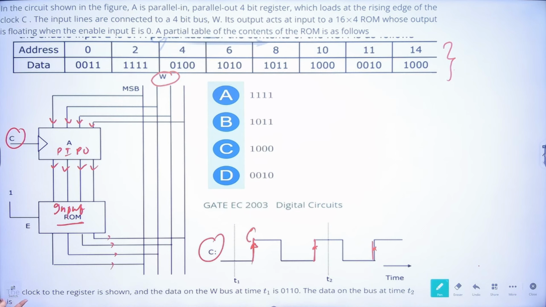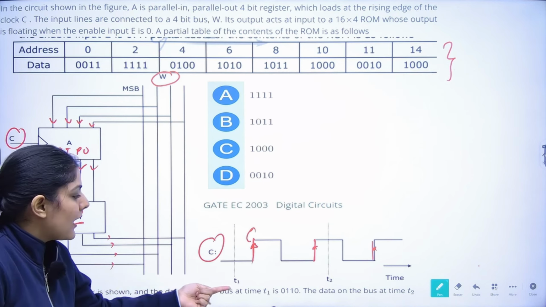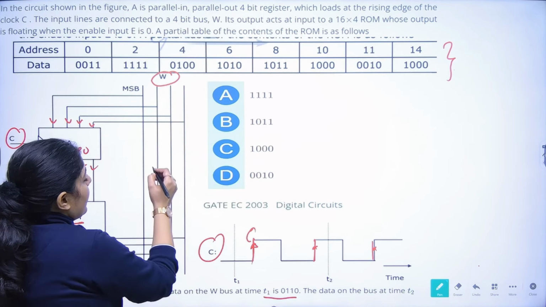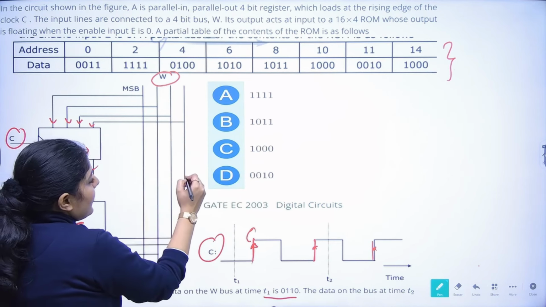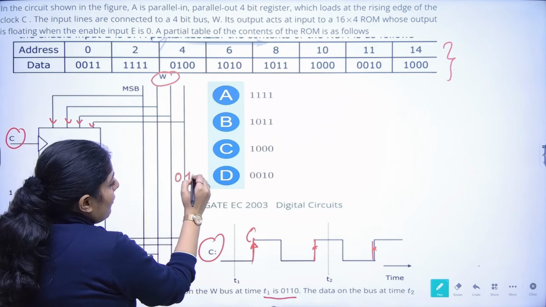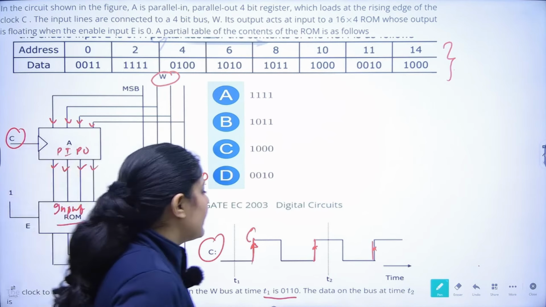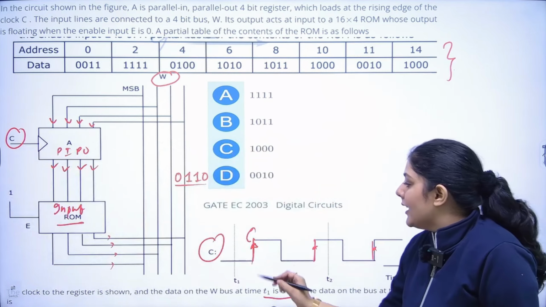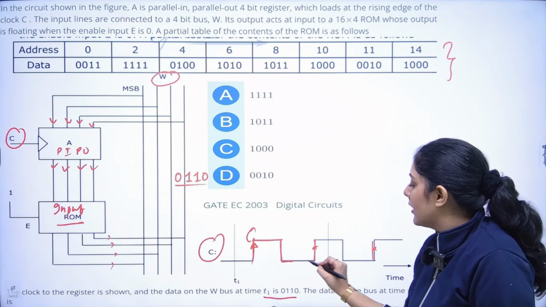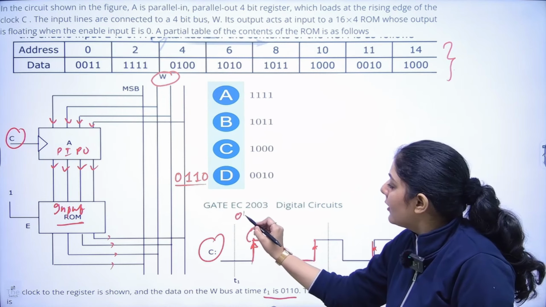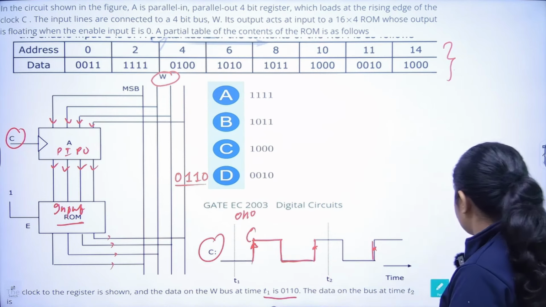Now the question says that the clock to the register is shown. This is the clock that is given to us, and the data on the bus at time t1. So at time t1 the data is given. Now the data inside the bus is 0, 1, 1 and 0. The data in the bus at time t2. Now this is the first clock. At t1 time, I know that the data will be equal to this.